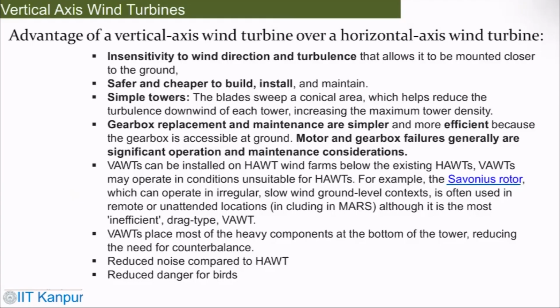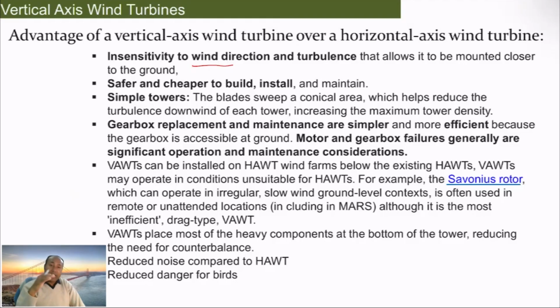So this is insensitive to wind direction, which is very important, and to turbulence level, because vertical axis wind turbines are smaller in size, and the wind may come from this direction or that direction, so that can be easily handled. For that, you don't require any yaw or pitch mechanism or extra mechanism. And the most important thing, since they are smaller in size, they are installed closer to the surface, and you don't have a big structure there. Obviously, that means they should be cheaper to build, install, and maintain.